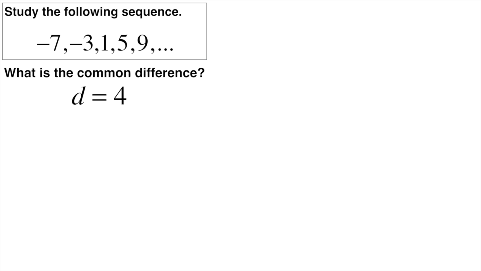All right, so let's get a little bit of work with these. I've got this sequence right here. The first thing that we want to try to do is find the common difference. To do that, we just look at the difference between these two. I've got a -7 and a -3. That looks like it went up 4 units. -3 to 1 went up 4 units. Okay, so we're good. The difference in this case is going to be 4.